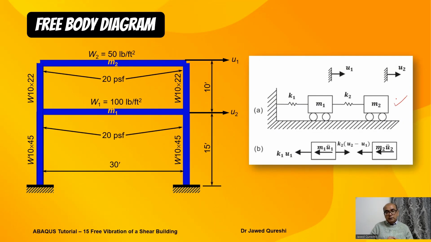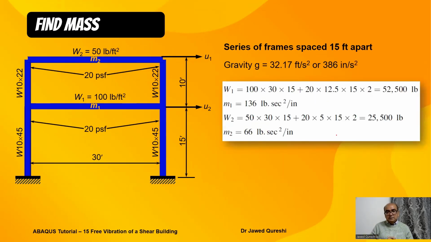So from here, we can idealize this structure as shown in figure A, and then it can be idealized like this, with the stiffness and mass multiplied by u1 double dot, which is acceleration. The first step is to work out the mass, which is necessary for our numerical model as well. So we have this 100 pounds per square foot. We multiply this 100 with the floor area. So the floor is 30 times the out of plane dimension, which is 15. The out of plane dimension is not visible here.